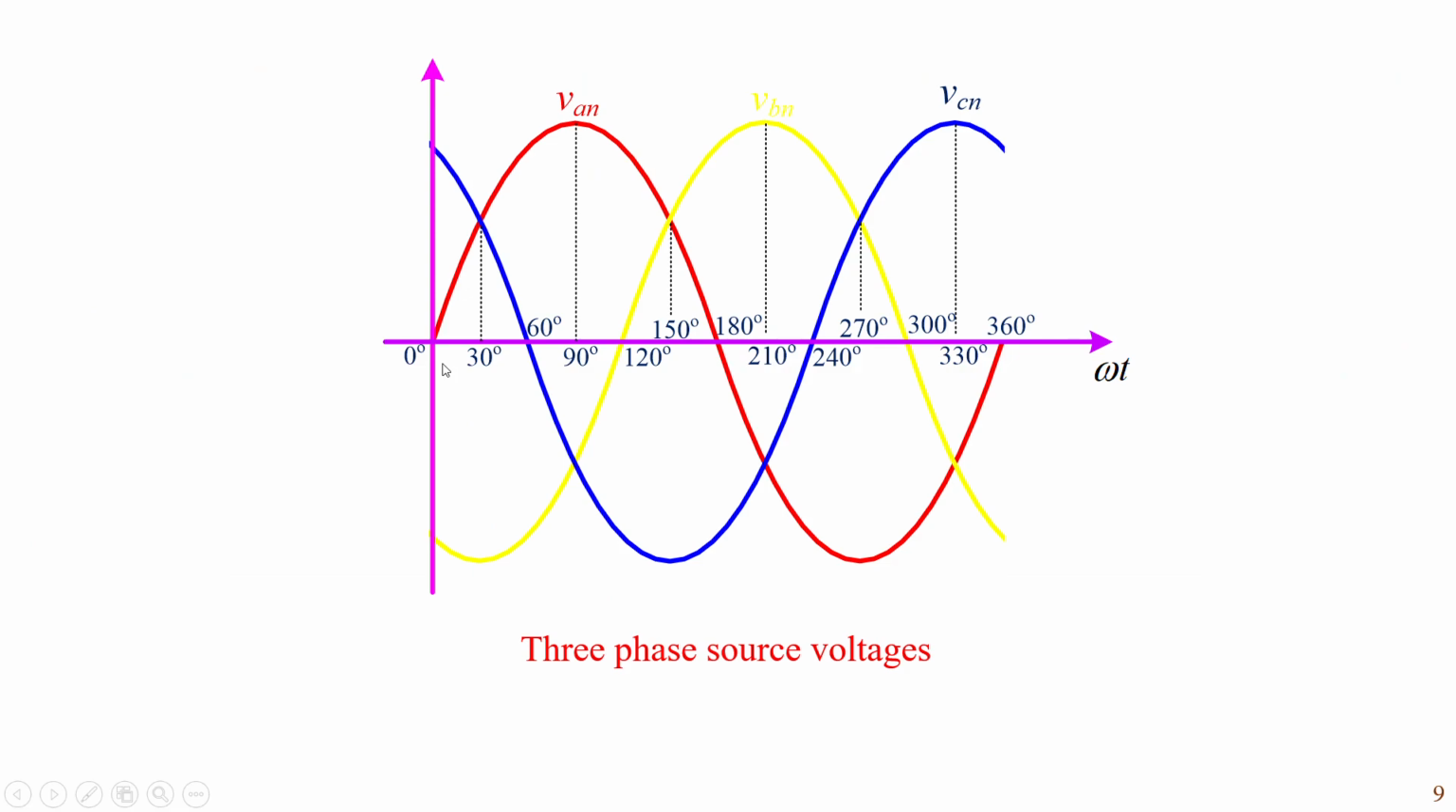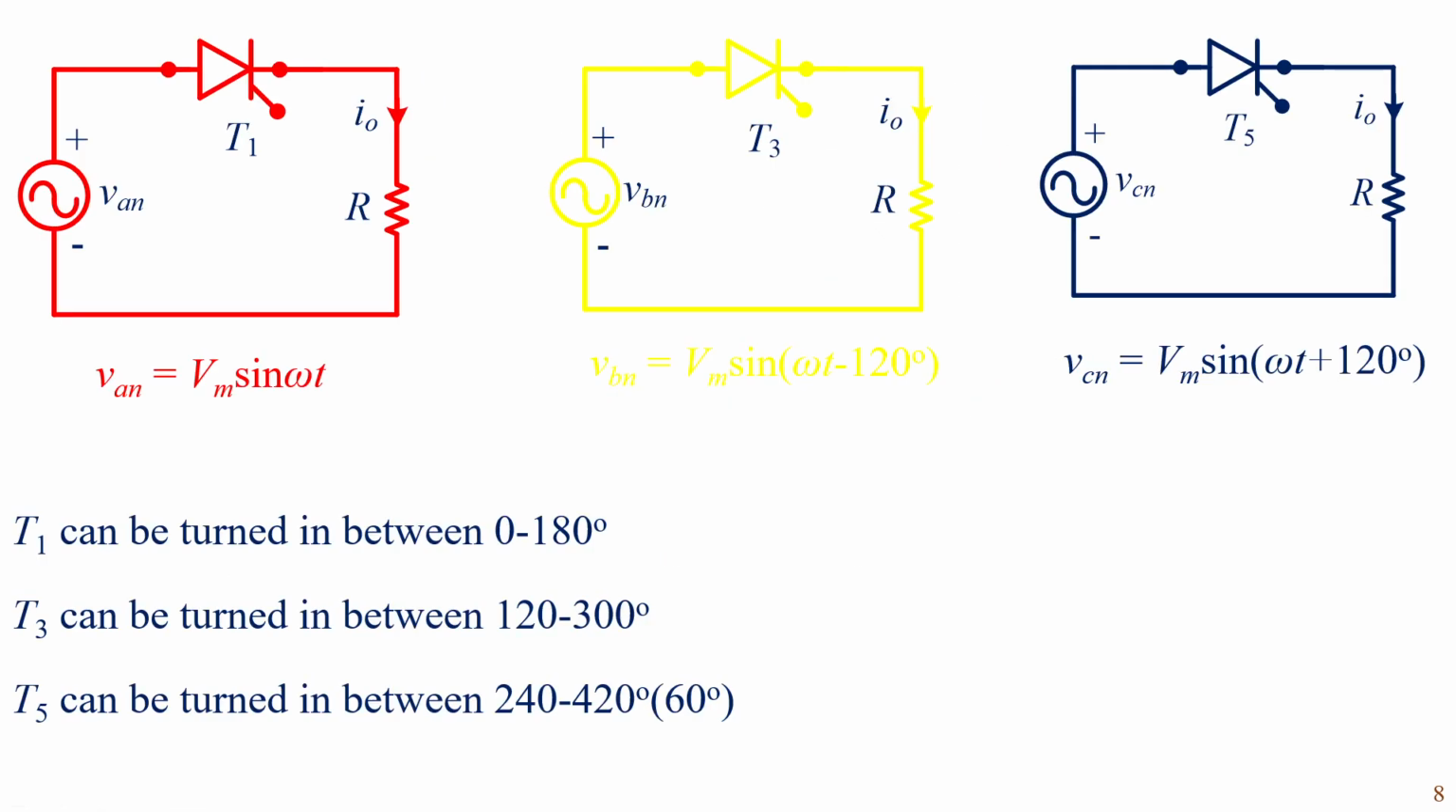The voltage of A phase is positive between 0 to 180, and the voltage of B phase is positive between 120 and 300, and the voltage of C phase is positive between 240 and 420. So thyristor T1 can be turned on between 0 to 180, T3 can be turned on between 120 and 300, and T5 can be turned on between 240 and 420. Redefining origin at 360 degrees, it is 60 degrees.